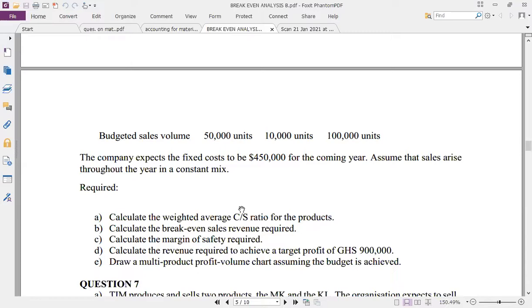Calculate the revenue required to achieve a target profit of 900,000. Draw a multi-product profit volume chart, assuming that the budget is achieved. Good. So let's quickly produce a solution to this particular one.